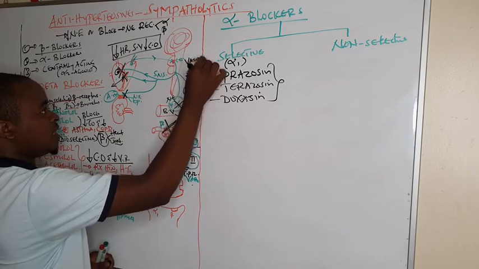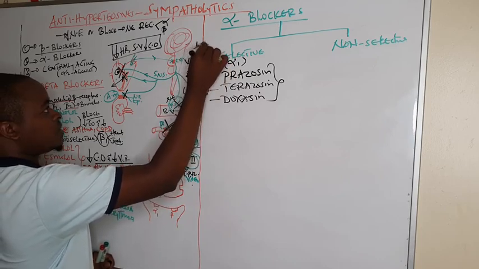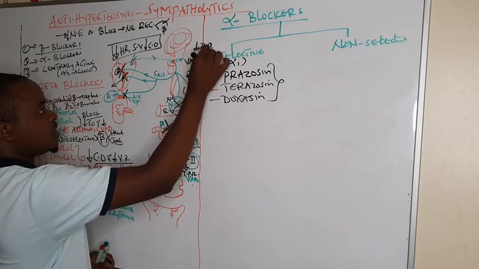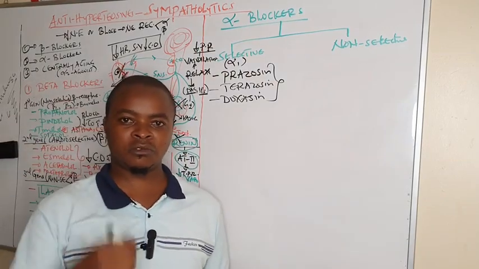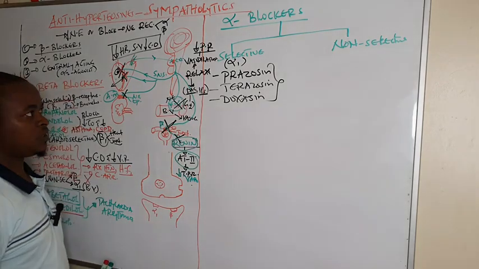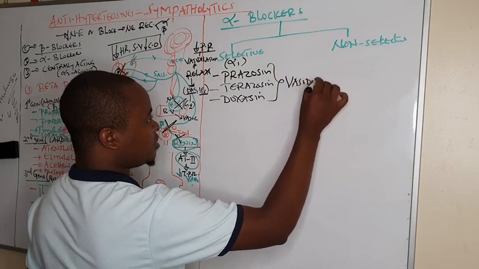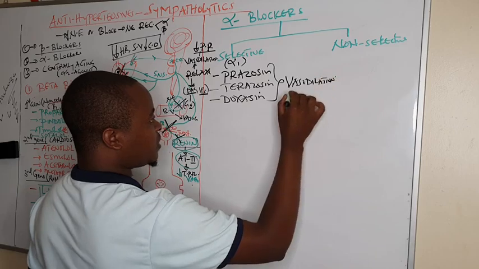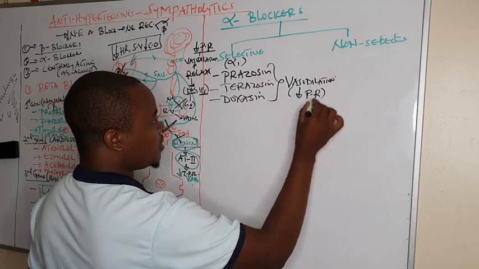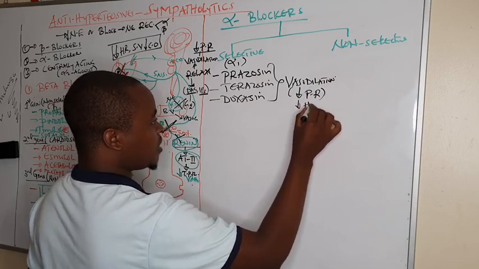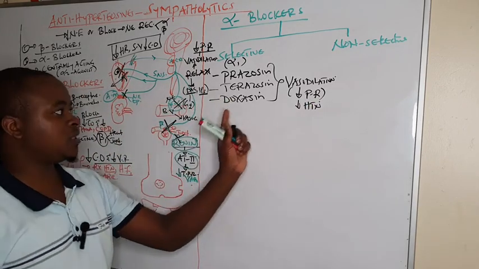And when there is vasodilation, this will decrease peripheral resistance. They decrease peripheral resistance, which can decrease preload, leading to decrease in blood pressure. So these ones, they are vasodilators. They cause vasodilation of the blood vessels, hence decreasing peripheral resistance, which in the long run decreases hypertension. That is prazosin, terazosin, and doxazosin.